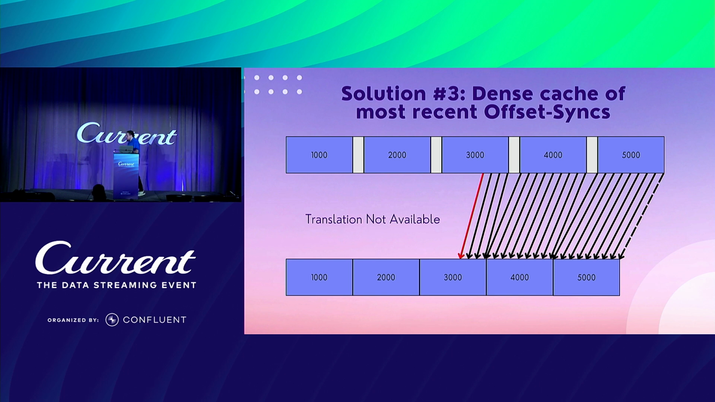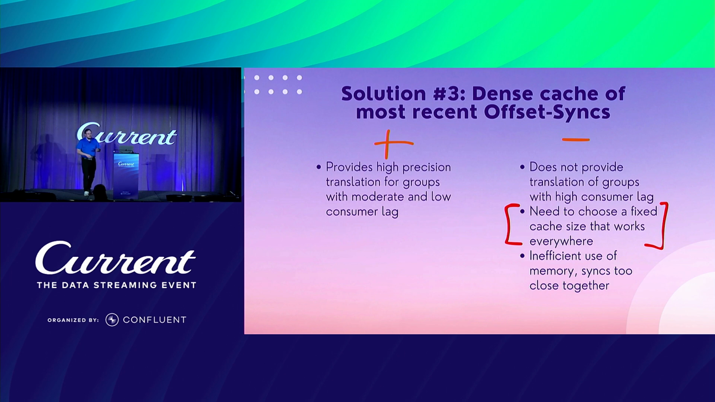And it's not good enough in an interesting way for me as a maintainer of Kafka, because we need to target the lowest common denominator, a solution that works for everyone. So despite it providing really good translation at the end of the topic, the costs are really too much for us. It does not provide any translation for groups with high consumer lag, which some people might expect MirrorMaker to be able to do. We need to choose a fixed cache size that works for everyone. Originally, we were trying to do this as a bug fix, so that you don't have to turn off a data loss bug configuration in Kafka. So we need to choose a fixed cache size that works for everyone.